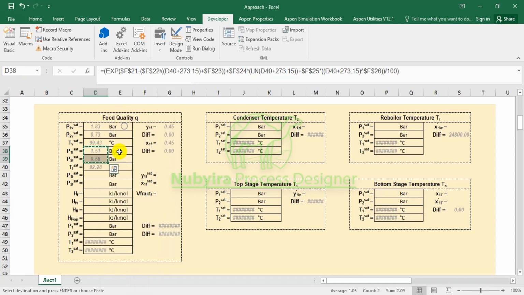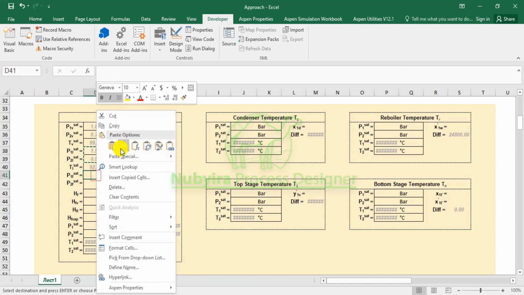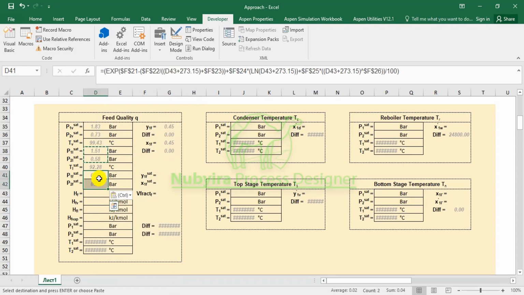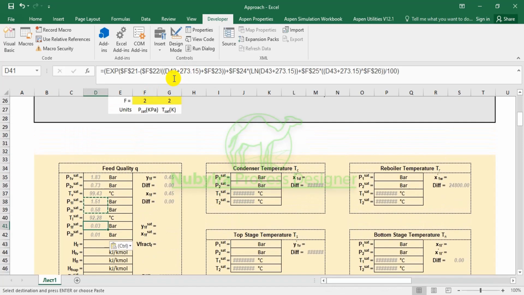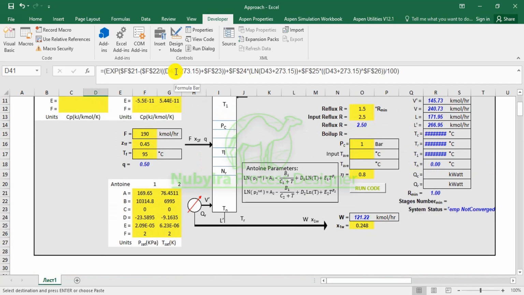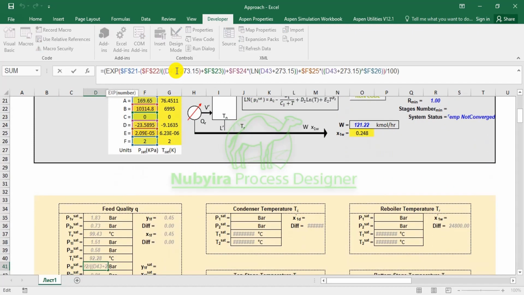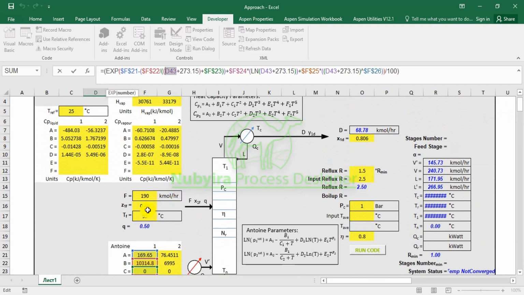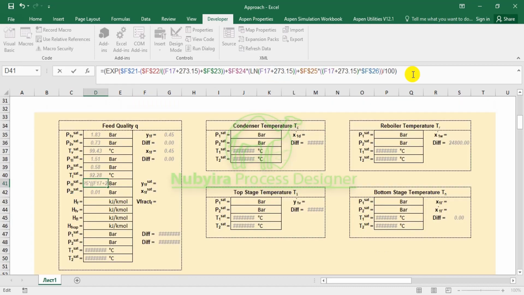So I'm going to copy this and paste the formula here. I'll just change the temperature to the temperature of the feed, which is this F17. So I'll change all the temperature to F17. So we have this. Then I will do it for the second one.